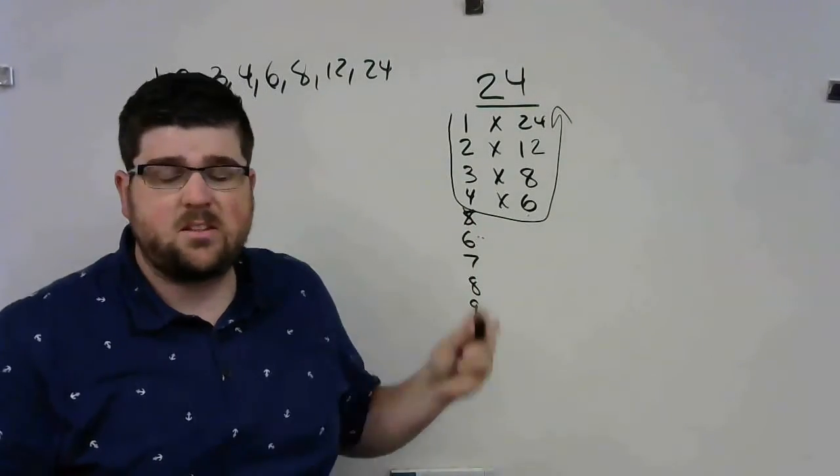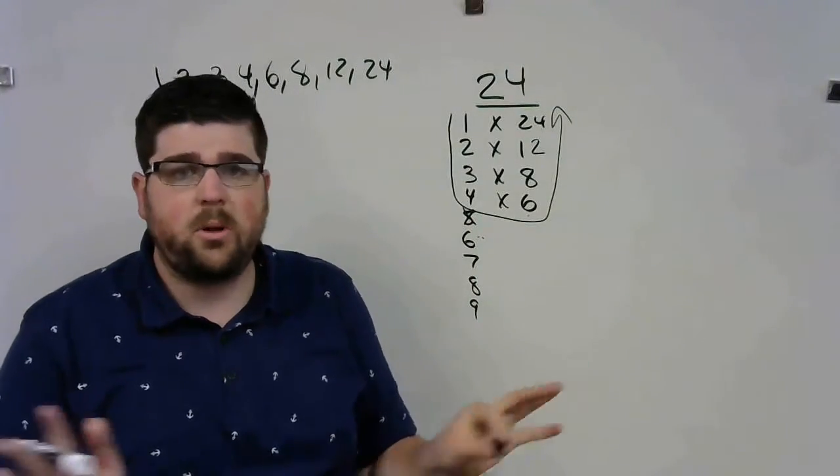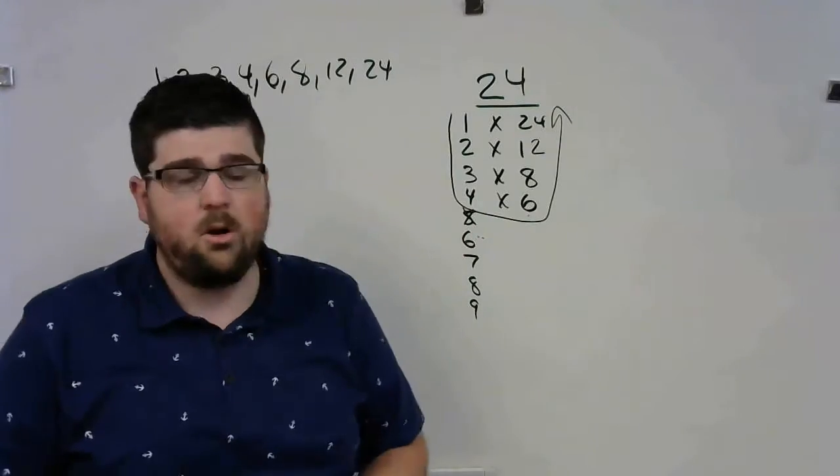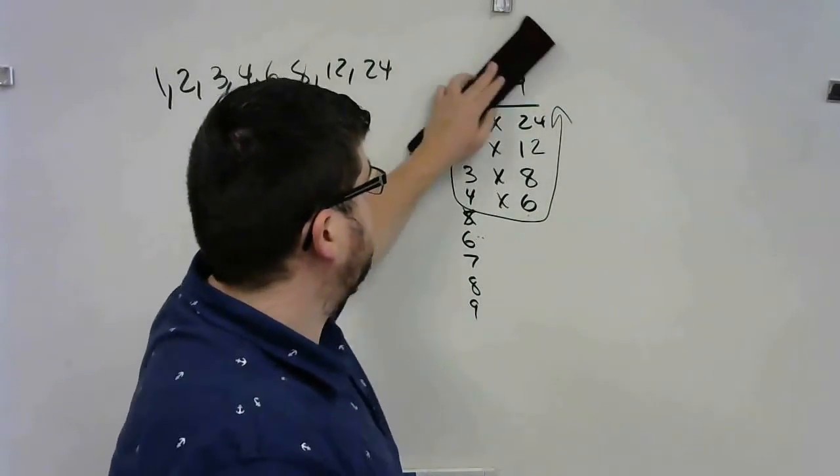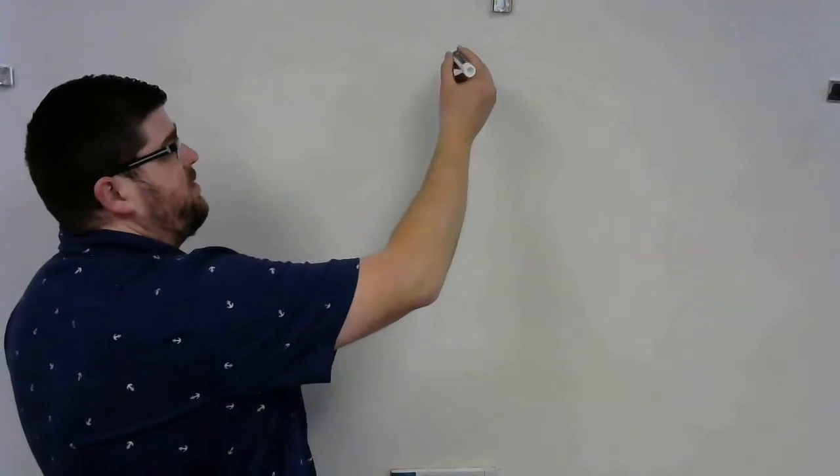The nice thing about that is it's very systematic. There's no cloak and dagger guessing. You know for a fact that you have found every single one. Let's try another one. Let's do the 48 example I said earlier.